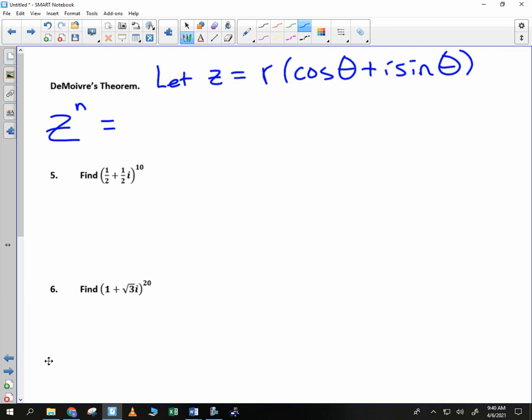Now, we'll see if you can figure this out. If we're going to take that complex number, and now instead of multiplying or dividing, we're going to raise it to a power. Anybody want to guess what I do to the R value? I raise it to the power. Anybody want to guess what I do to theta?